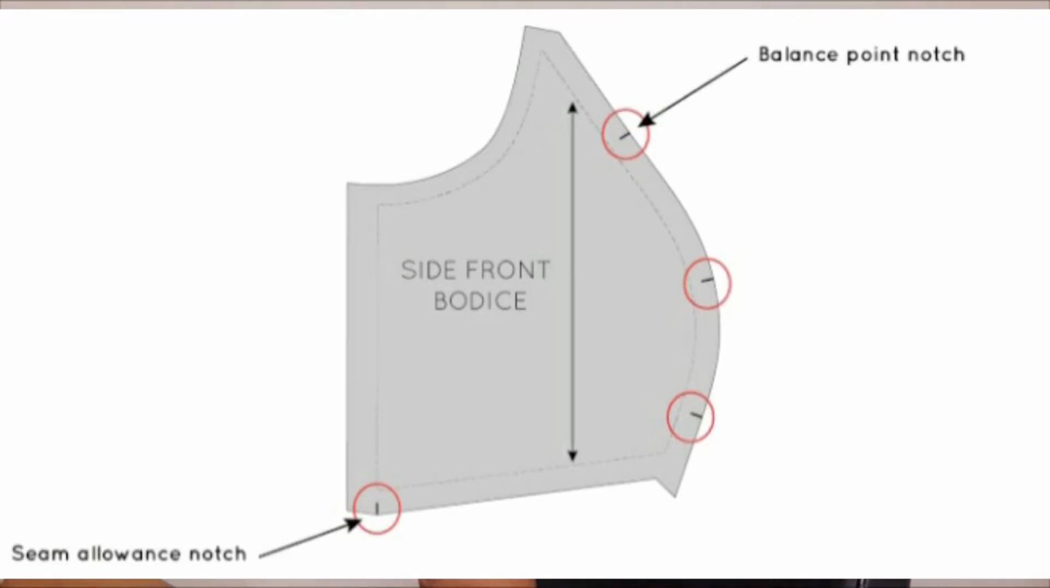The next word is balance point. So balance points are the marks that help align fabric pieces when constructing a garment. This is a little bit more intricate. You would have to do it to understand it a lot better, but I hope you can understand what a balance point is if you look at the image.